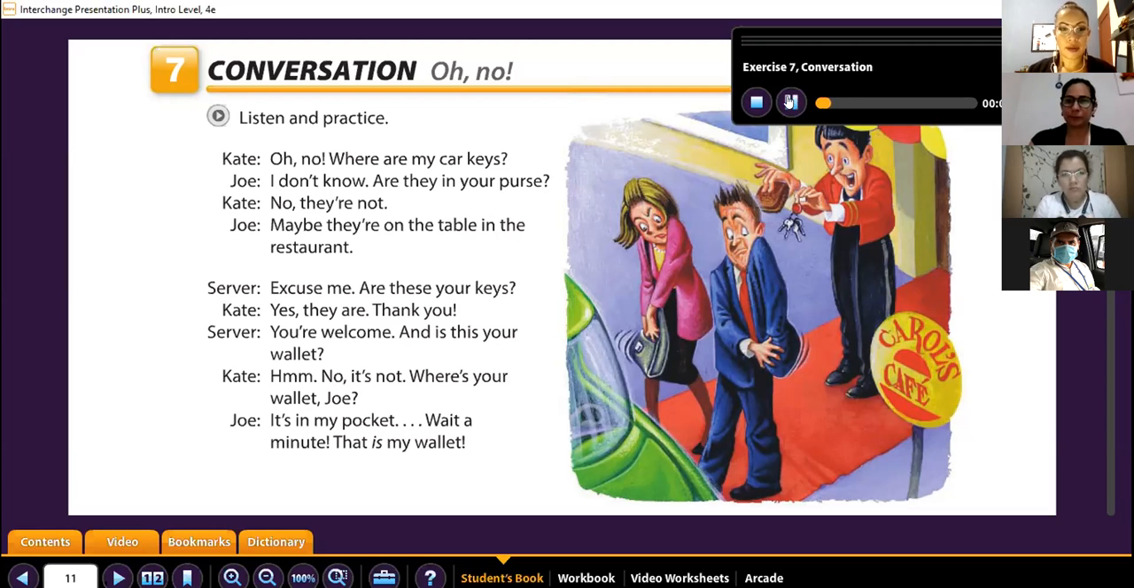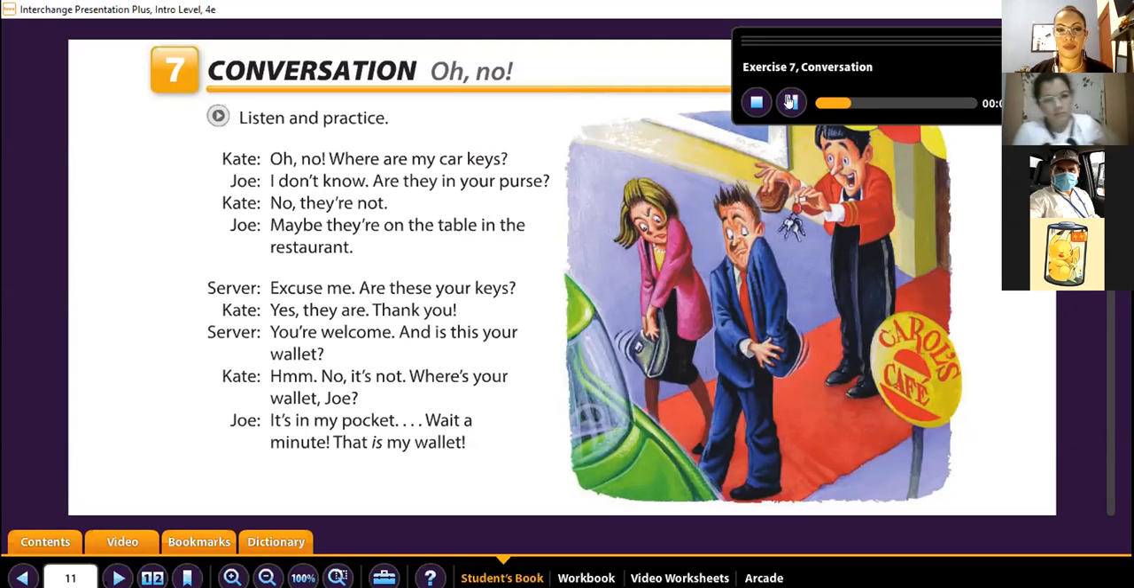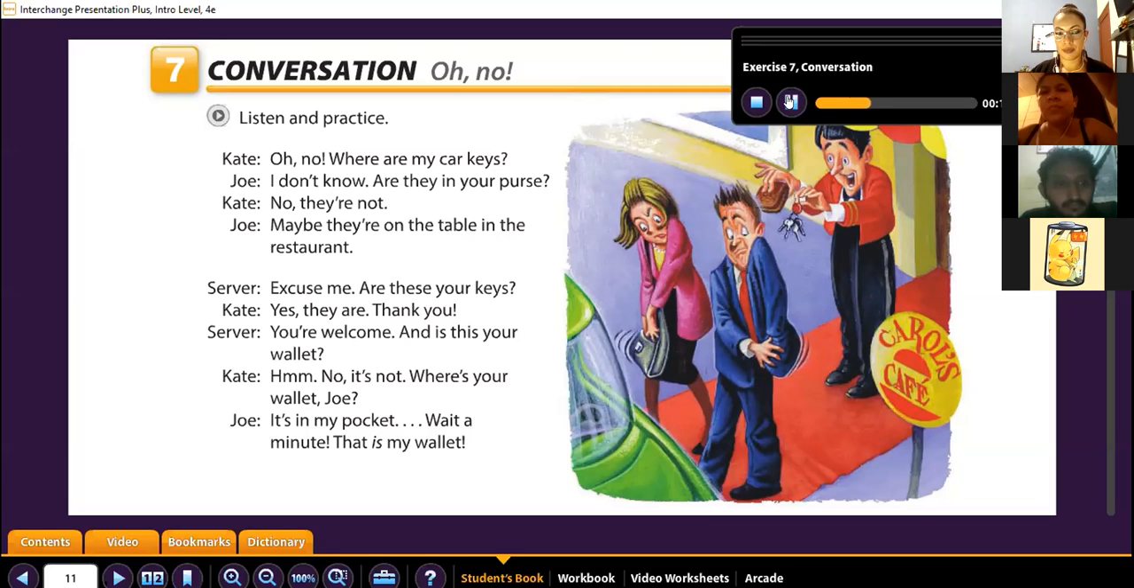Page 11, Exercise 7, Conversation. Oh no! Listen and practice. Oh no! Where are my car keys? Now let's repeat. Oh no! Where are my car keys? Car keys.